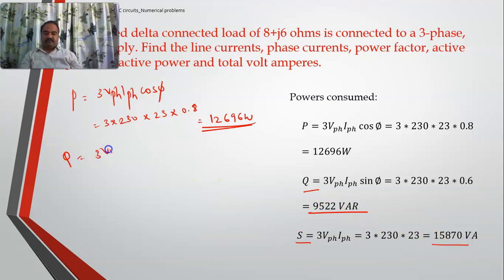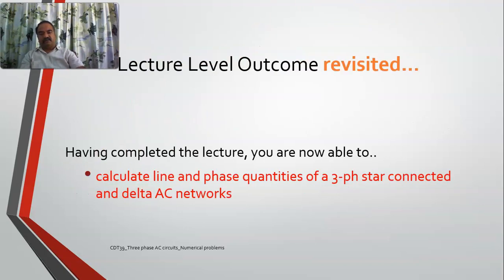Right. When I go with a delta connection for the same given supply with the same impedance, then automatically my current is going to increase. So I hope that now you are able to calculate the line and phase voltages and currents of the 3-phase star connected and delta connected networks.